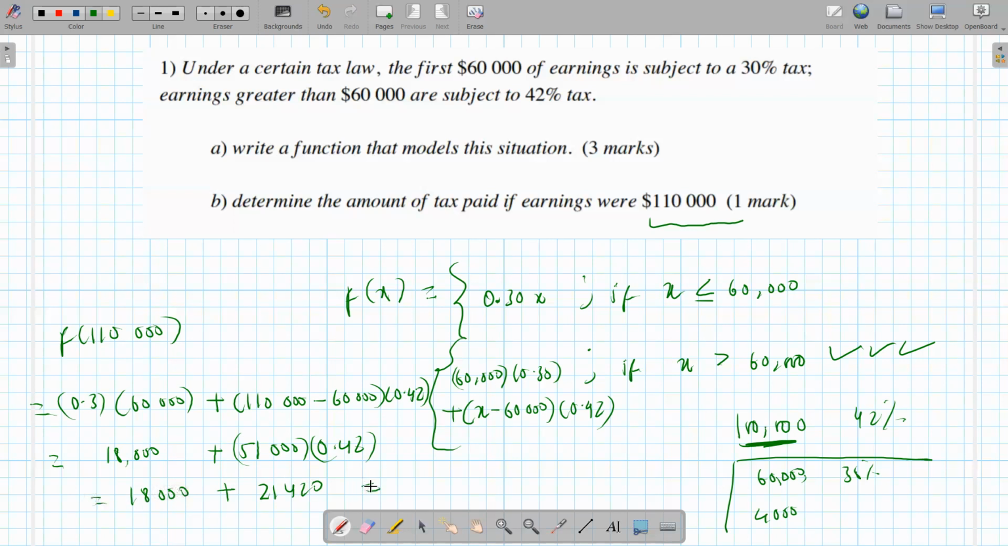Wait, how did you get the original 18,000? Oh, you see, 60,000 times 0.30? Yeah, that's 18,000. So for the first $60,000 that you make, you pay 30%. And then for the remainder, you pay 42%. Oh, okay, so that's what I did here.